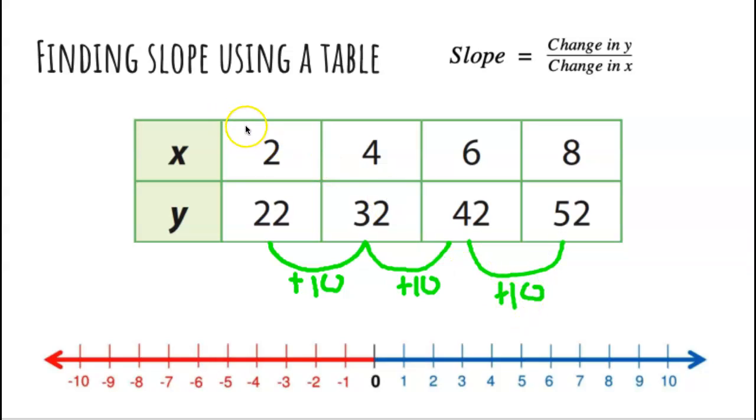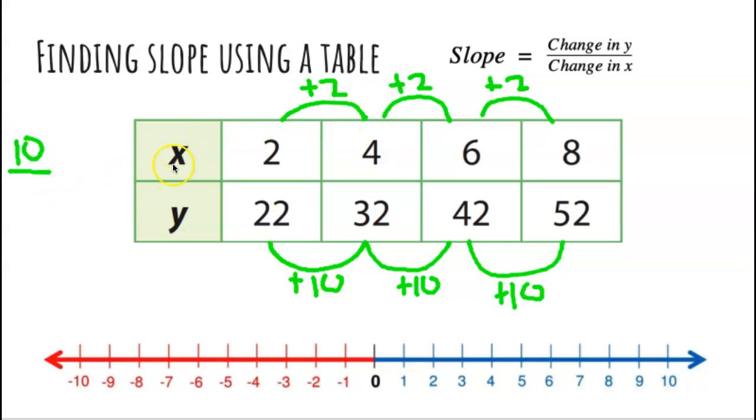Now let's find our change in x. To get from 2 to 4 is plus 2. 4 to 6 is plus 2. And 6 to 8 is plus 2. So now let's plug it into our formula, change in y over change in x. My change in y is 10, and my change in x is 2. And then I can divide these down, so 10 divided by 2 is 5. So my slope for this table is +5.